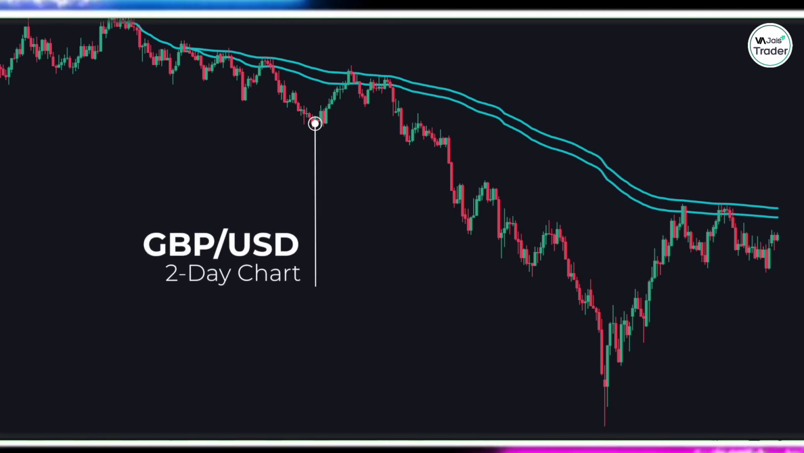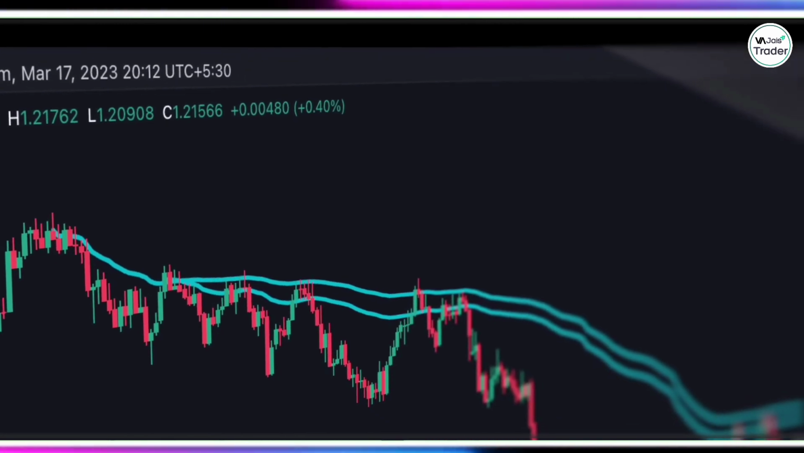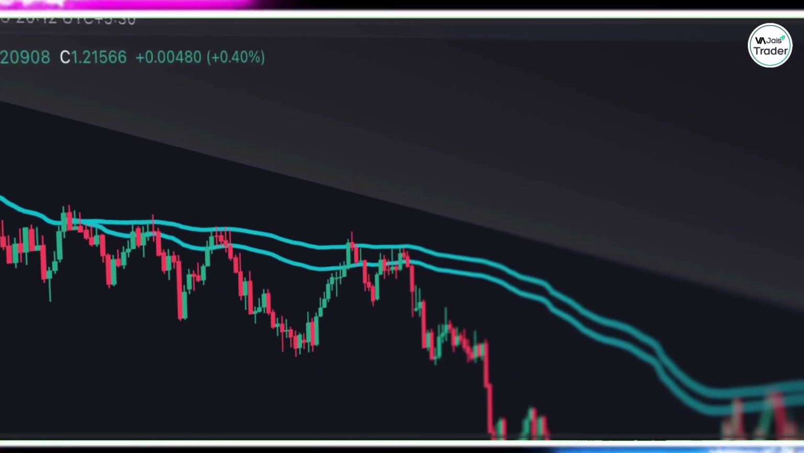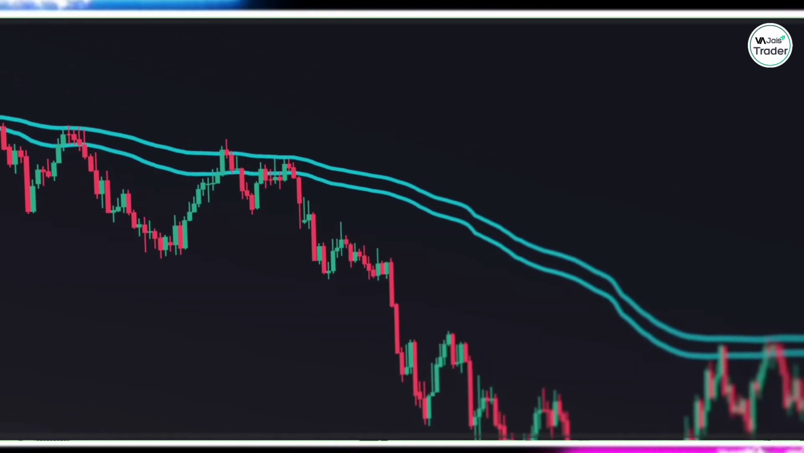For your reference, this is a 2-day chart of GBP USD, so one candle represents 2 days of price action. I hope you understood the strategy, but we are not done yet. We still have 2 more strategies to cover, so let's move on to the next strategy.